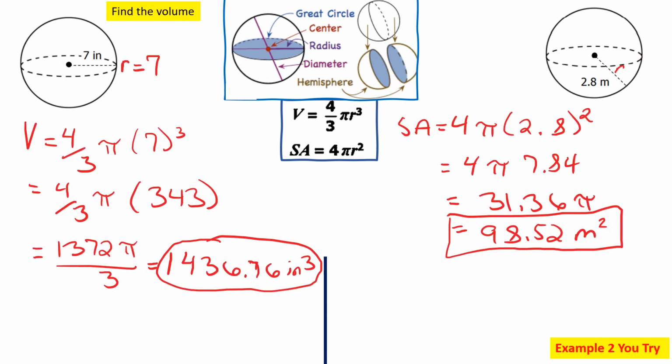Okay, so for the first one, the volume of the sphere is 1,436.76, and the surface area of the second one is 98.52 meters squared. So hopefully you got them correct. If not, keep the video paused a little longer and analyze my work here a little more.